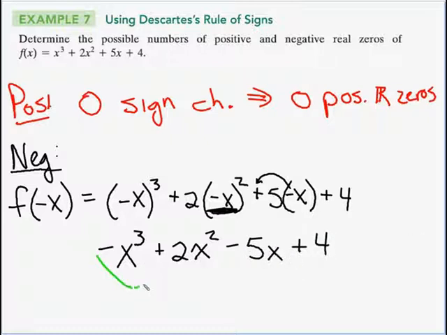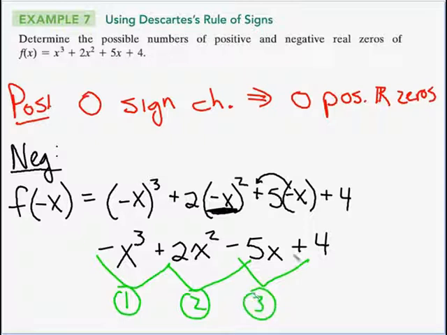So let's see. Here's a change. Here's another change. And here's another change, 3. So there are 3 possible negative real zeros. That POS almost looks like the positive there. 3 negative possible real zeros, or 2 less than that would be 1 negative real zero.